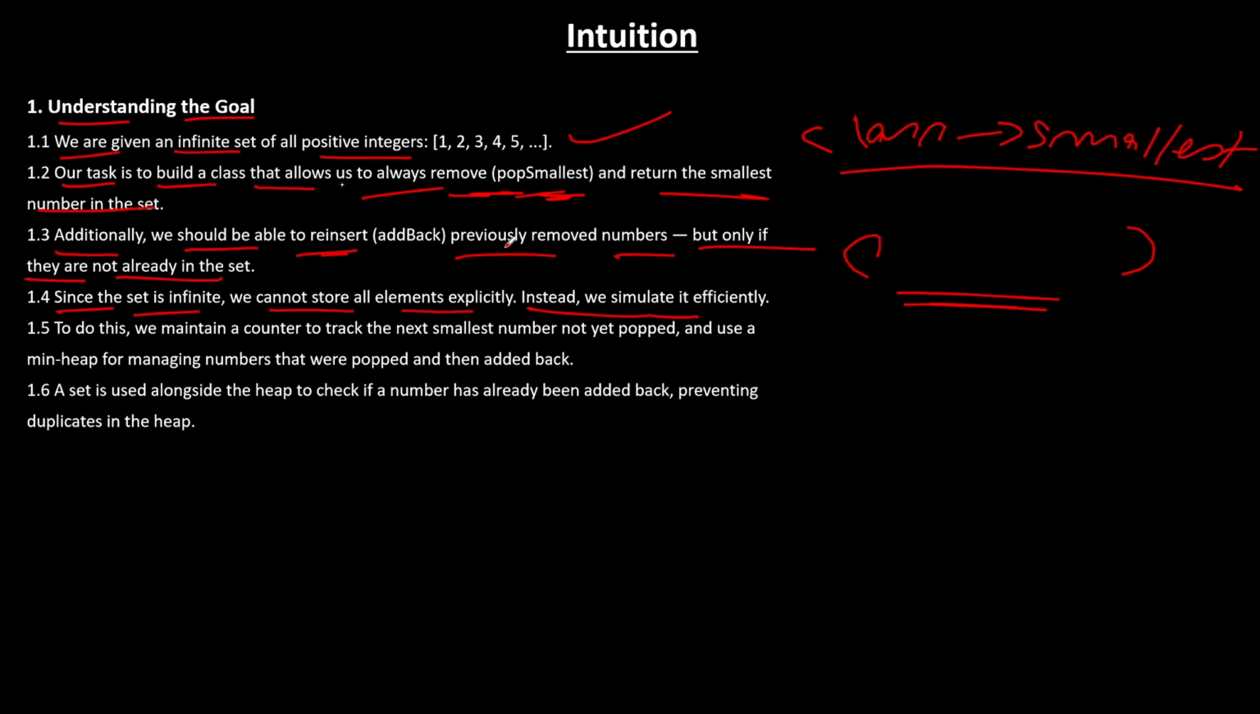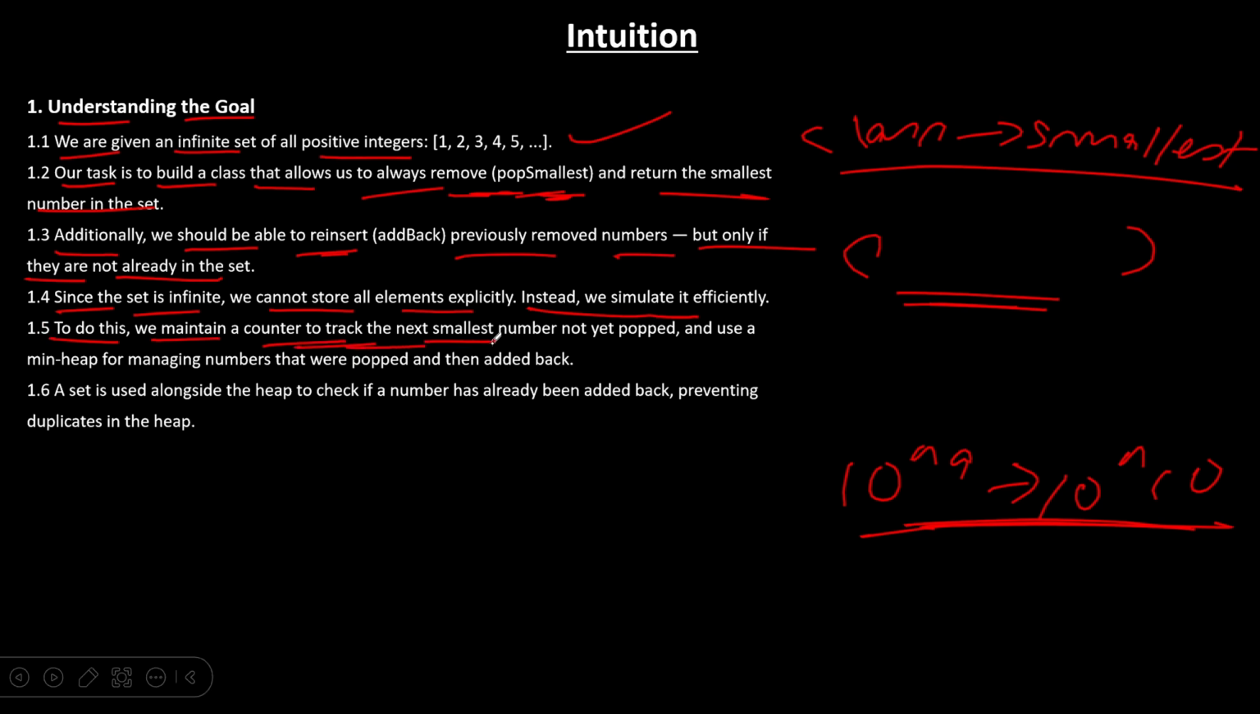Now, since the question says that the set is infinite, we don't know up to which number it will go. Will it go to 10 to the power 9 or 10 to the power 10, whatever it could be? So we don't know about it. So what we could do is simulate it ourselves. I will explain that to you in the next slides. To do this, we maintain a counter pointing to the next smallest number which has not been popped yet, and use a min heap for managing the numbers that were popped and then added back.